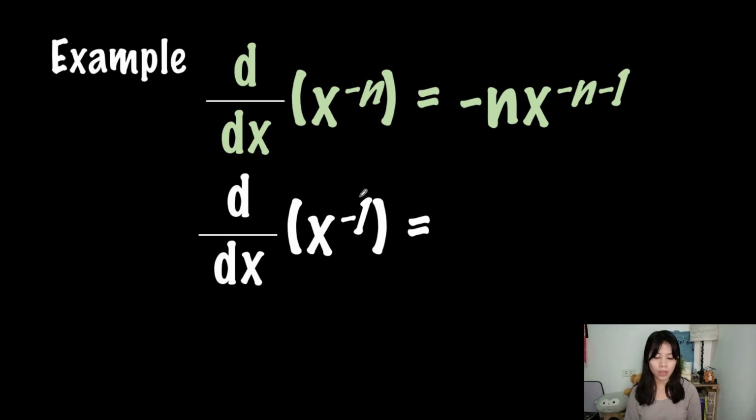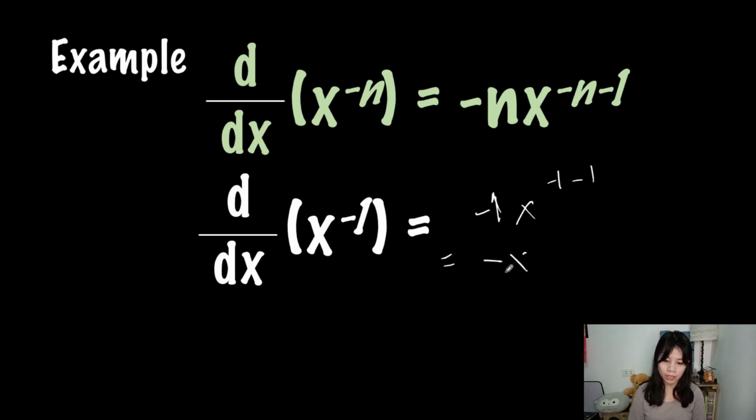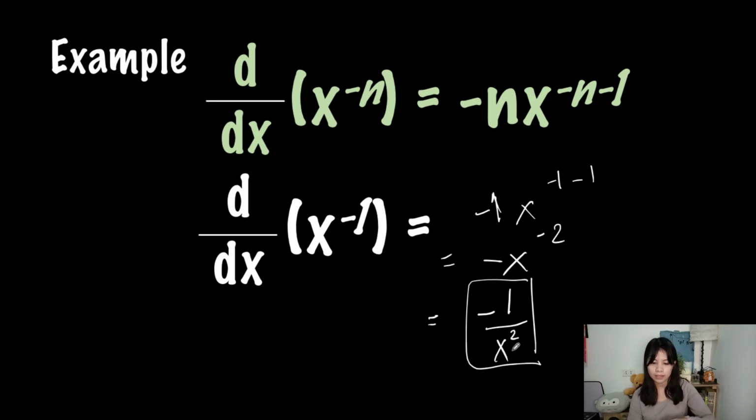Okay? How about this? The derivative of x raised to negative 1 with respect to x. This will be equal to negative 1 times x raised to negative 1 minus 1, equal siya sa negative x raised to negative 2, dahil 1 times x is x. So, kung gagawin natin yung final answer kanina, this will be equal to negative 1 over x squared. So, this will be the answer.